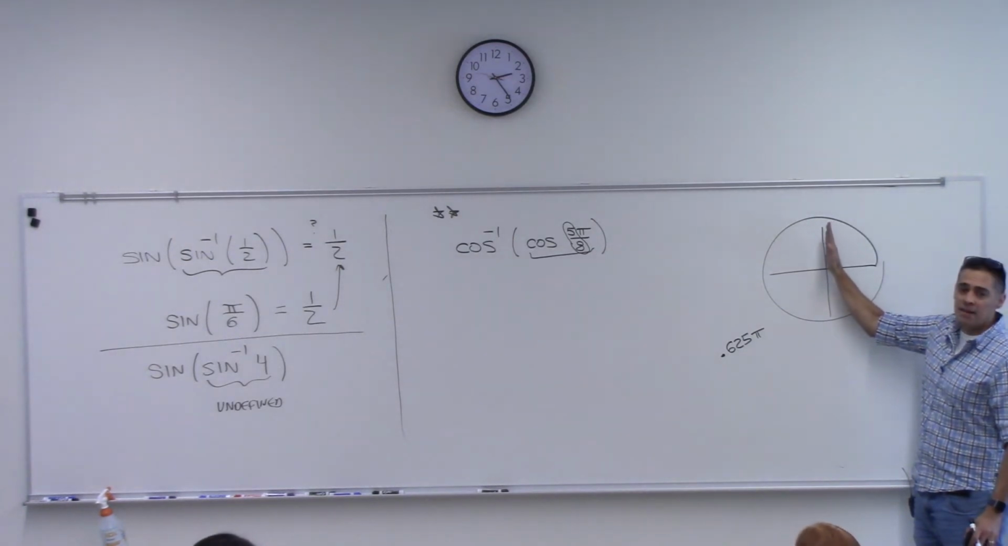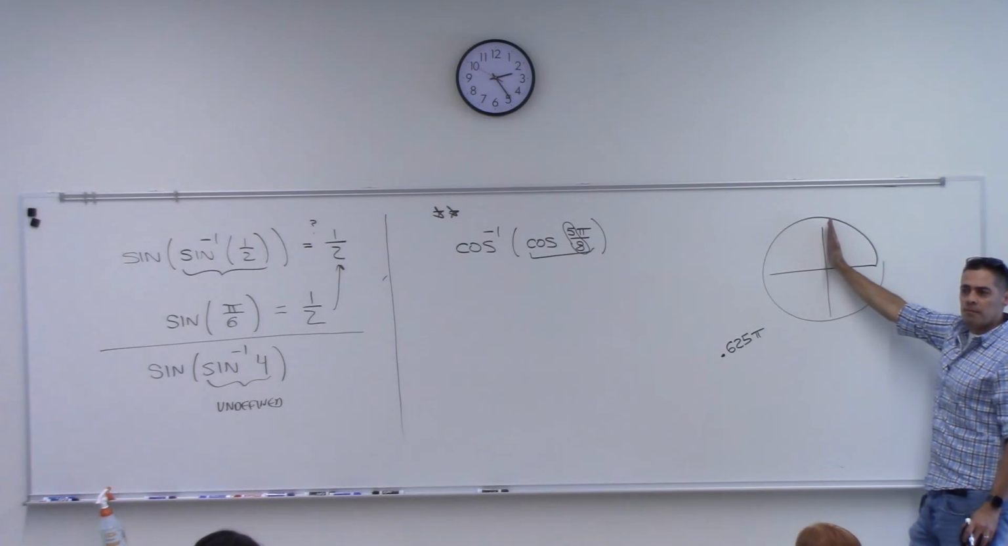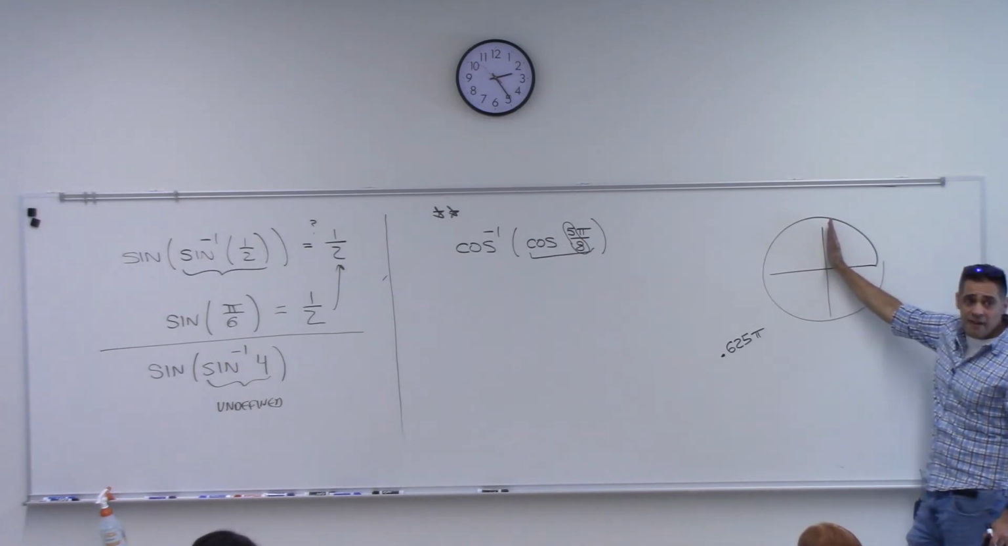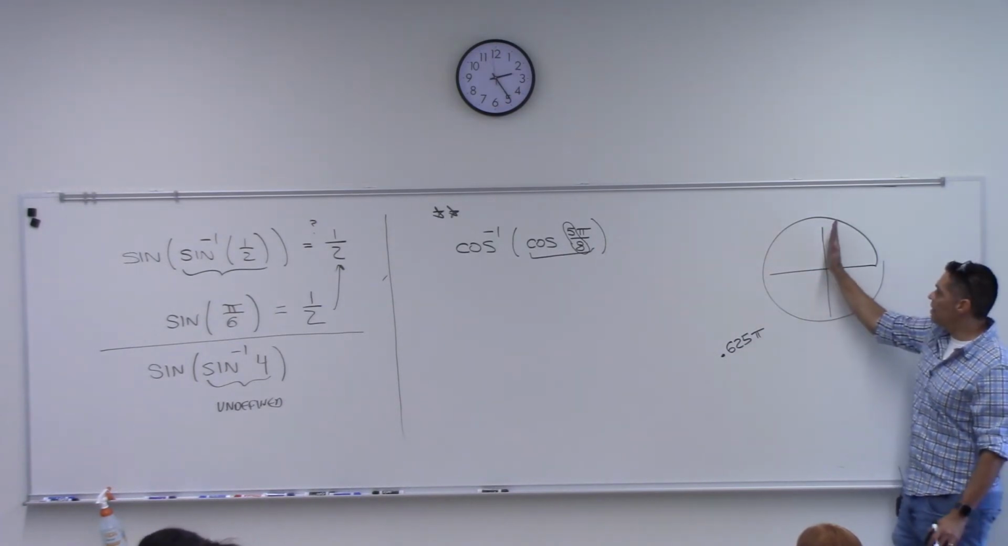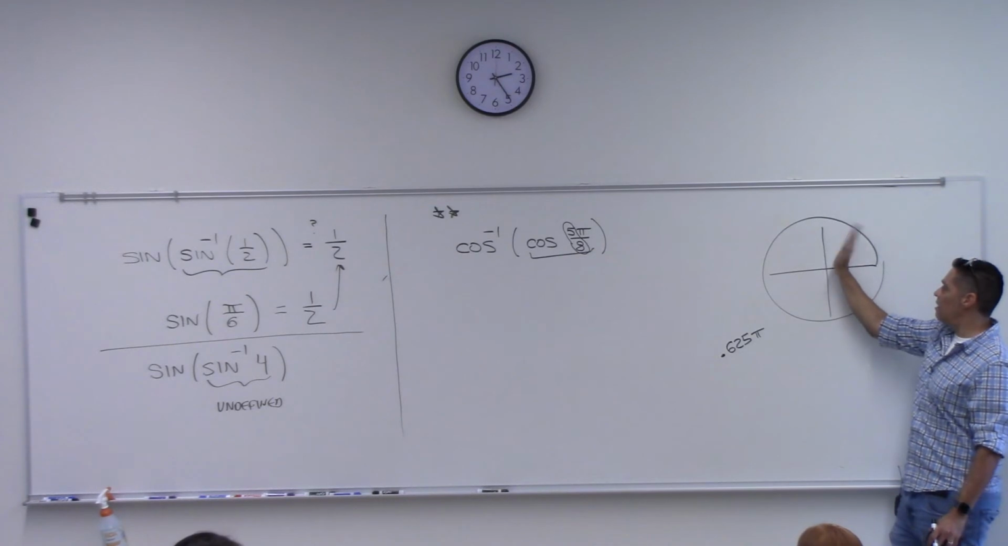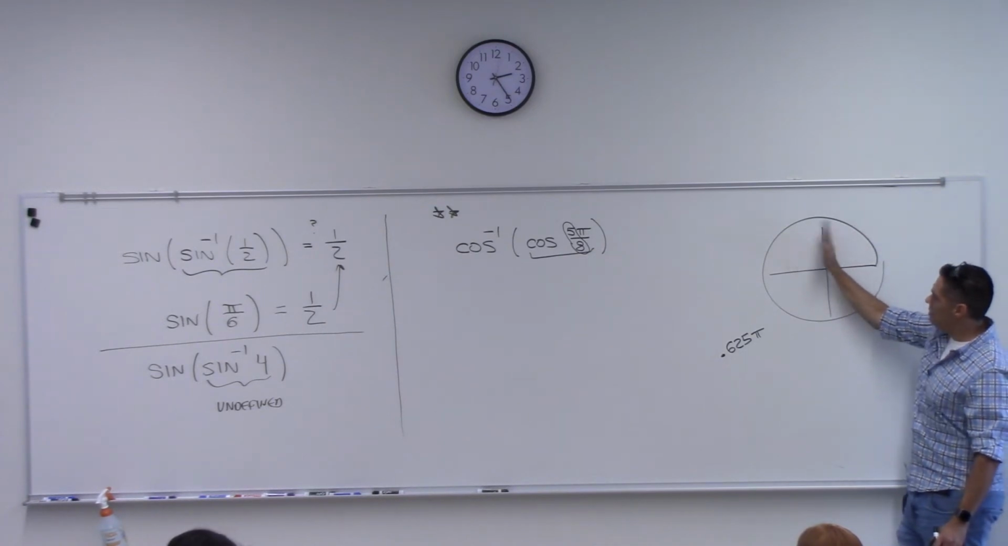No, I'm saying the angle. What's this angle? Pi over 2. That's half of pi, isn't it? Half of pi. This is 0.625 pi's. So is that to the left or to the right of this? A little bit to the left, right?